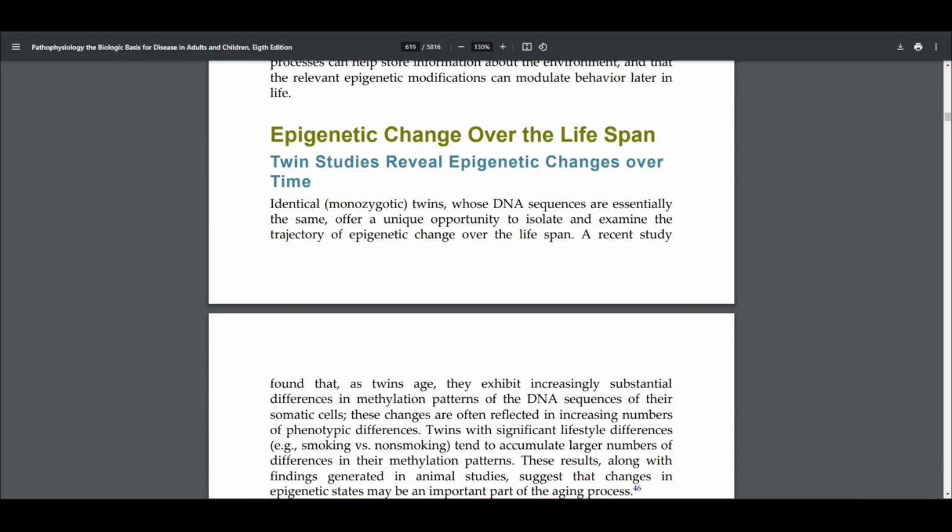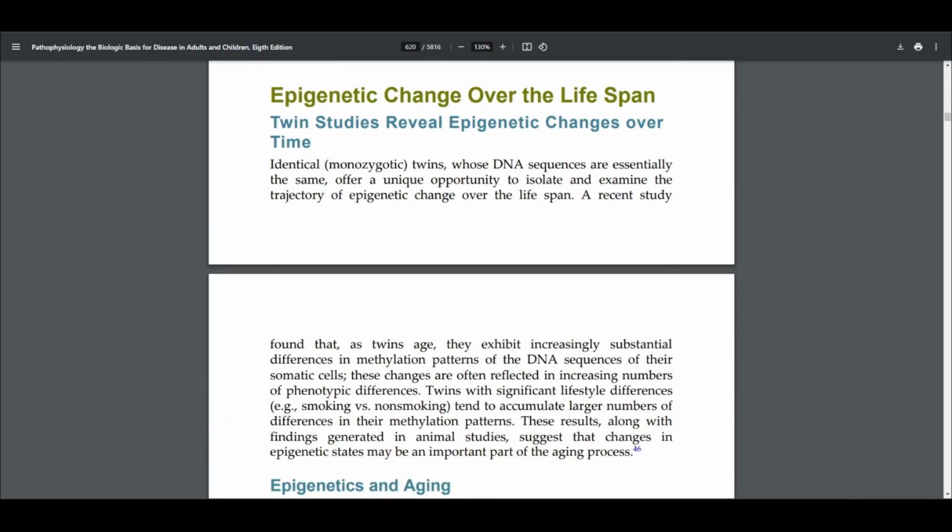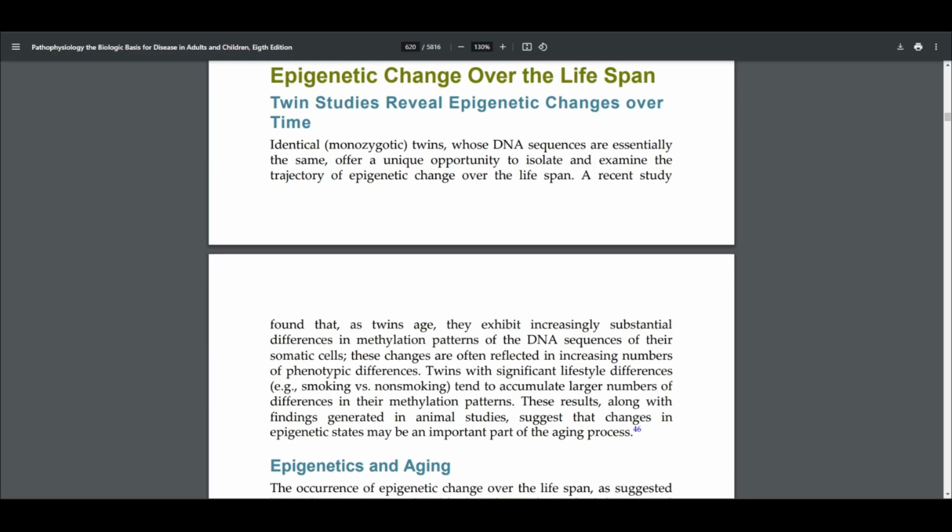So, epigenetic change over the lifespan. Twin studies reveal epigenetic changes over time. Identical monozygotic twins, whose DNA sequences are essentially the same, offer a unique opportunity to isolate and examine the trajectory of epigenetic change over the lifespan.